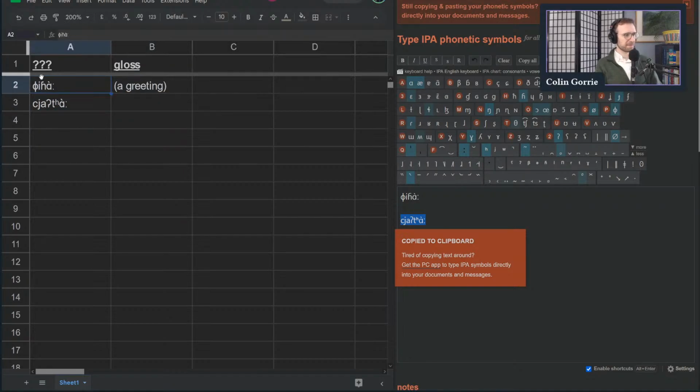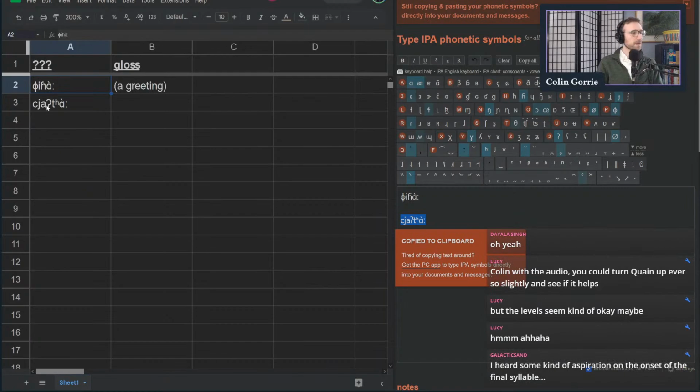So in both cases, we have this lower pitch second syllable, and we have a higher pitch, which I've notated as a mid tone by just leaving off any diacritic whatsoever. I don't know if that's accurate, but that's my first go.